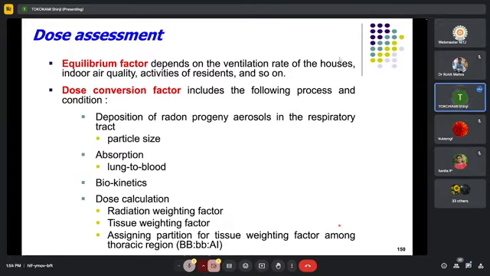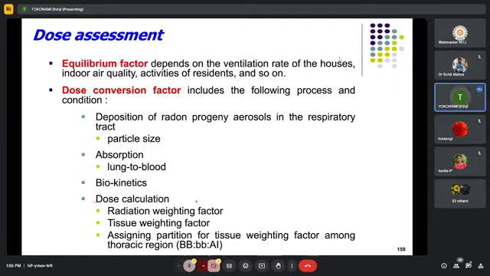For dose assessment, equilibrium factor depends on the ventilation rate of the houses, indoor air quality, activities of residents, and so on. Dose conversion factor includes the following process and condition: deposition of radon progeny aerosols in the respiratory tract. The particle size is a dominant parameter. Absorption, lung to blood. Biokinetics.